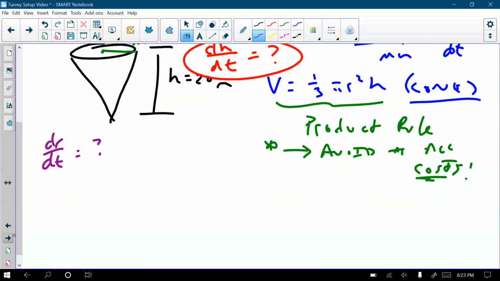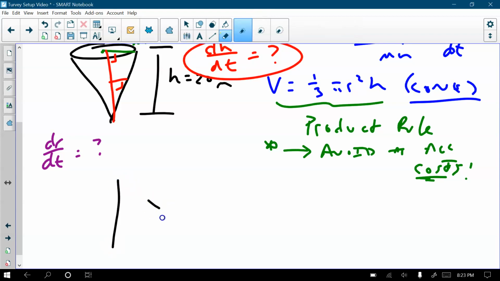All right, here's the trick. The trick for these problems is when you are filling up the cone, before you get to the top, there's another triangle right here. And they're similar. Oh my gosh, we have similar triangles. Mr. Lakin, you're sounding so annoying. I know. I am being very annoying.